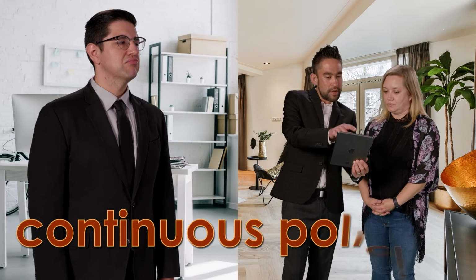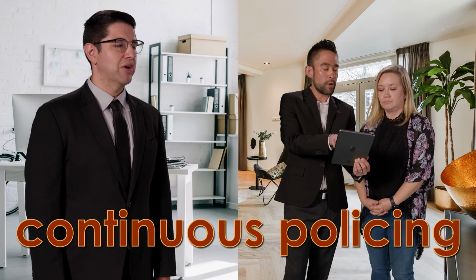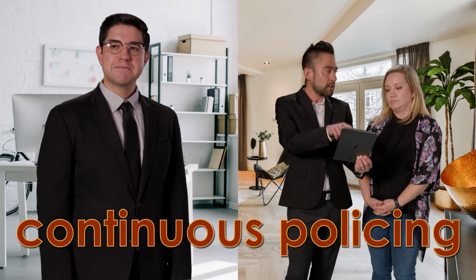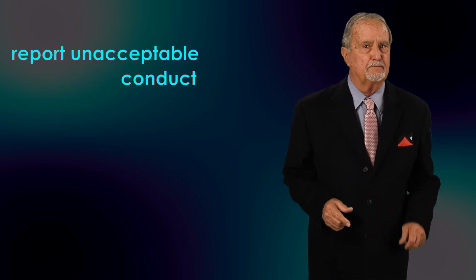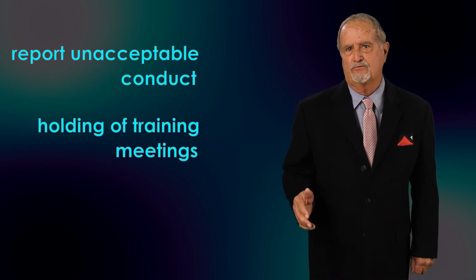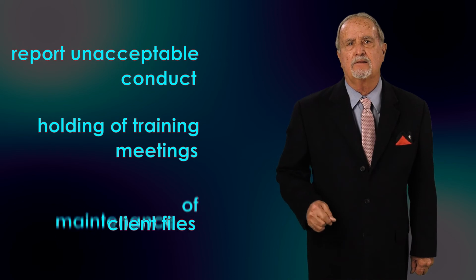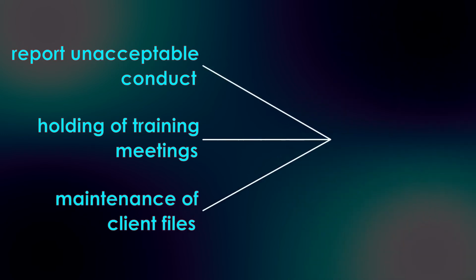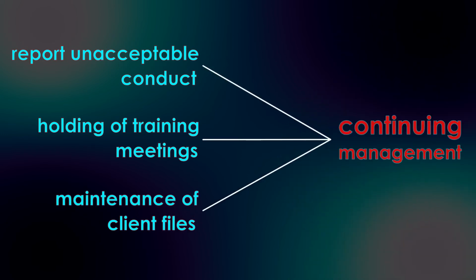Thus, the employing broker's responsibility to the public includes continuous policing of agent compliance with the duties owed to buyers and sellers. Oversight requires the commitment of financial and human resources to report unacceptable conduct, the holding of training meetings, and the maintenance of client files. Simply, continuing management.